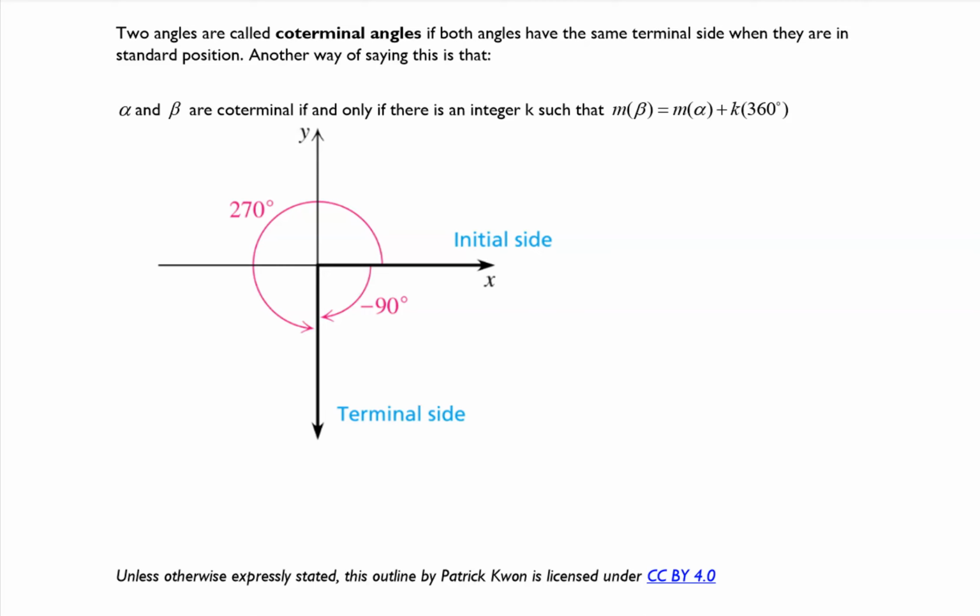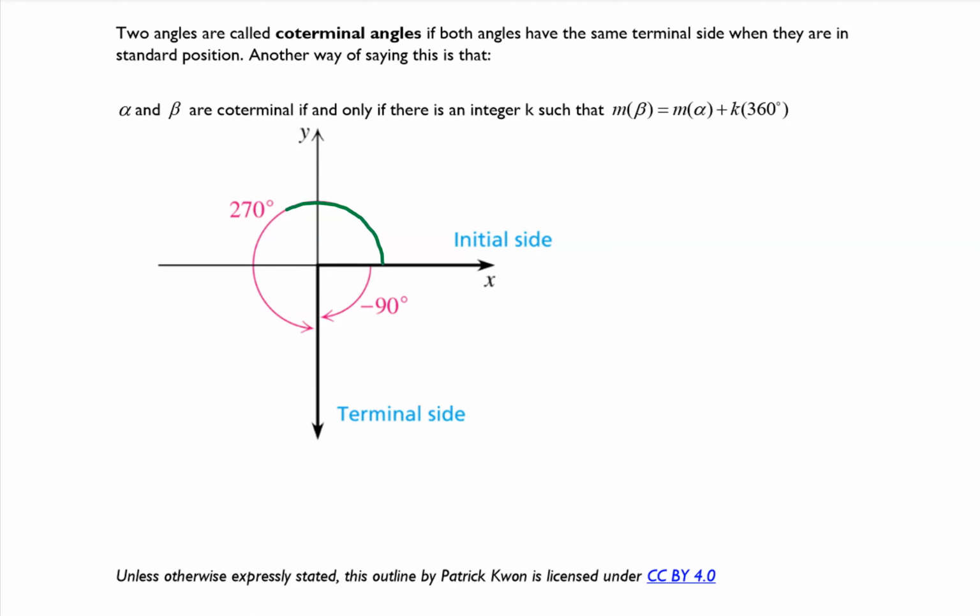Two angles are called coterminal angles if both angles have the same terminal side when they are in standard position. Another way of saying that is that alpha and beta are coterminal if and only if there is an integer k such that the measure of angle B is equal to the measure of angle A plus some integer k times 360 degrees.